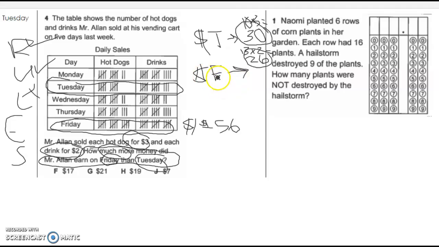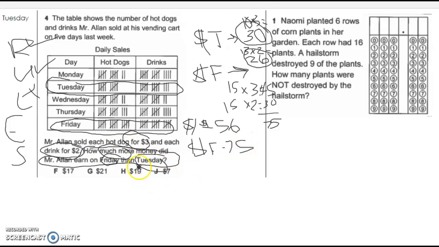Okay, now I need to figure out how much money he made on Friday. So he sold 5, 10, 15 hot dogs at $3 each, so $45. And he sold 5, 10, 15 drinks at $2 each, so $30. And when I add those together, 5 plus 0 is 5, 4 plus 3 is 7. So the amount of money he made on Friday was $75.